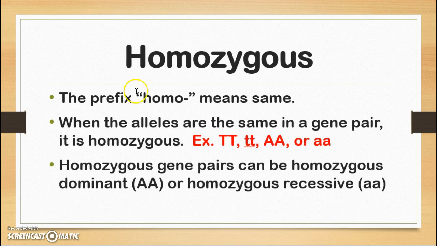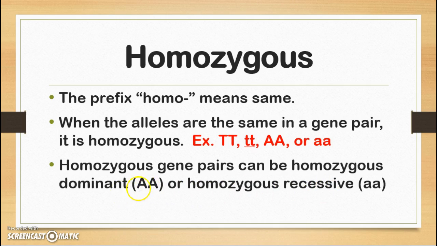The next word is the opposite of heterozygous, is homozygous. The prefix homo means same. So if you are homozygous, that means your gene pairs are the same. Examples would be two capitals, two lowercase, just like we have T's or with A's. But you can be homozygous dominant or homozygous recessive.